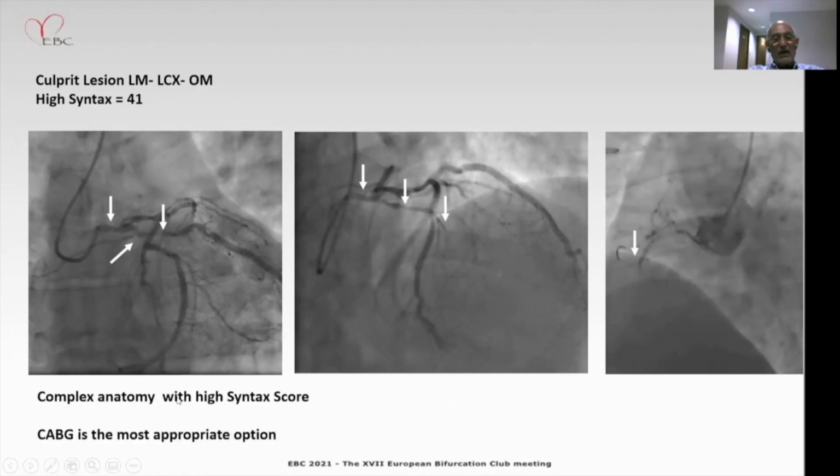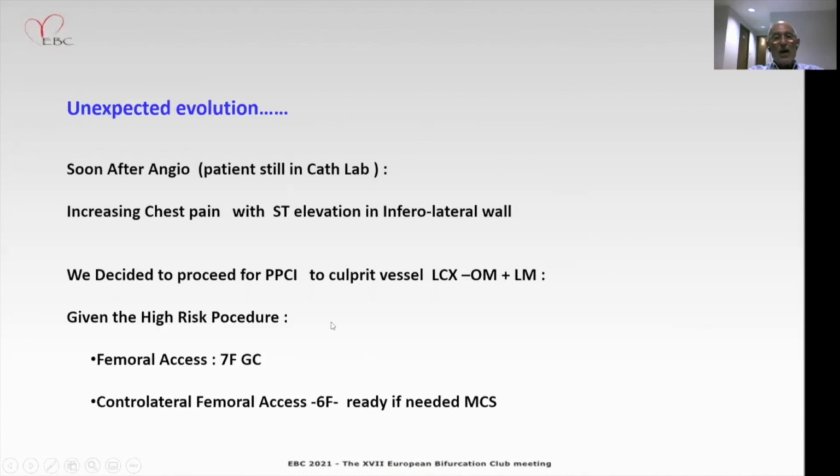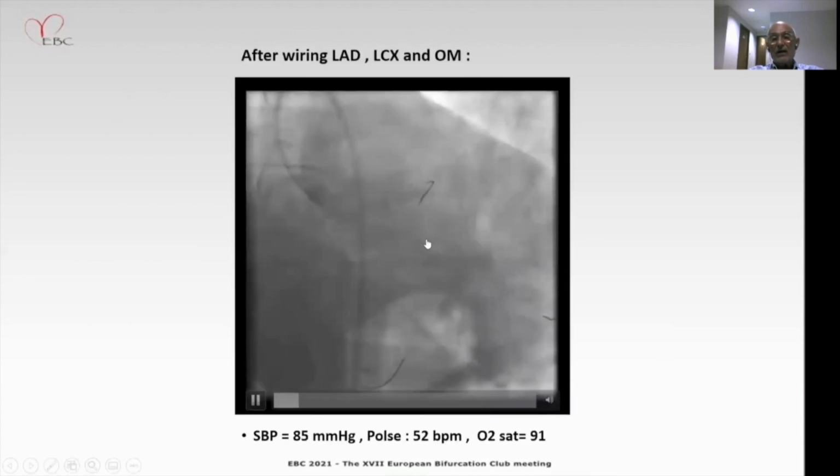With complex anatomy and a high SYNTAX score, the first option in this patient should be surgery. But we had an unexpected clinical evolution, since soon after the angio, with the patient still in the cath lab, chest pain was increasing with ST elevation now in the inferolateral wall. We decided to proceed with angioplasty, and given the high-risk procedure, we selected femoral access with a 7 French guiding catheter and contralateral femoral access 6 French, ready if needed for mechanical support.